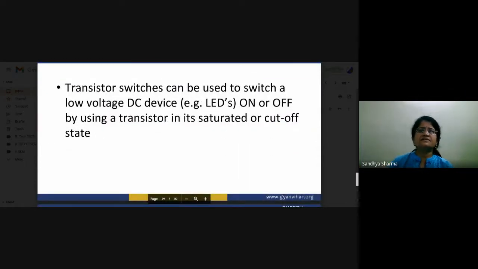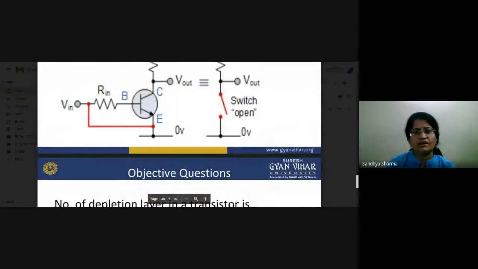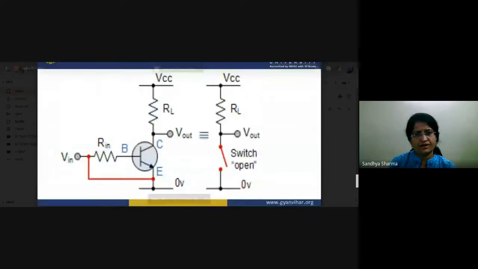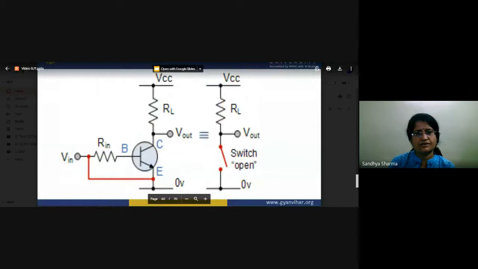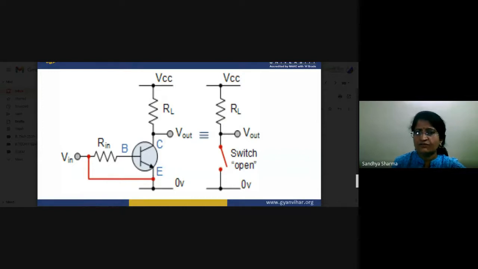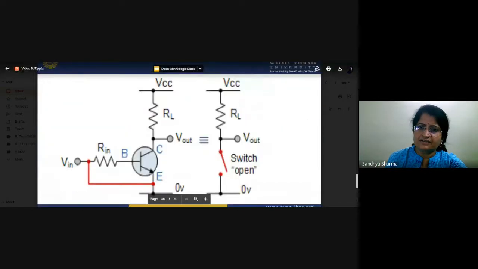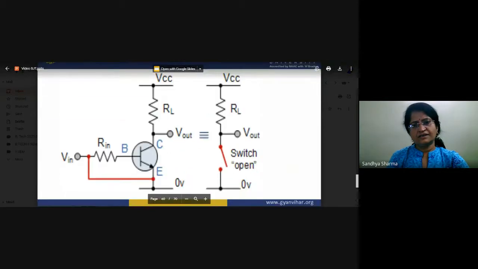Transistor switches can be used to switch low voltage DC devices, such as LEDs on and off, and many other things. Here you can see it works as an open switch, and this is the closed one. That is how your transistor works. When you forward bias both the junctions, it works as a closed circuit. When you reverse bias both the junctions, it works as an open circuit. So this is the basic diagram in which our transistors work, open and closed circuit.